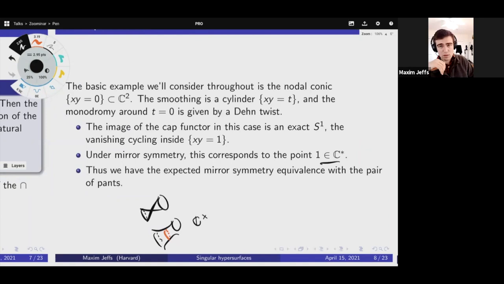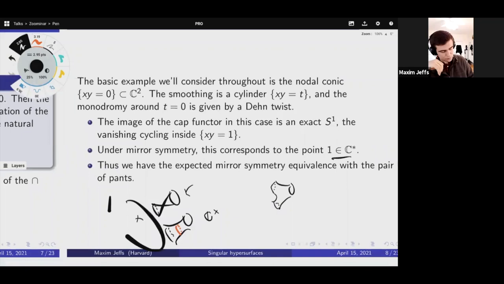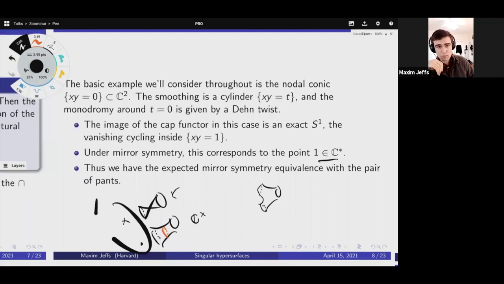And so this gives us a mirror equivalence between the Fukaya category of the singular fiber corresponding to the coherent sheaves on the pair of pants, which is precisely what we wanted in our motivation section. Okay, so what I did here is I took this smoothing family, I looked at the Fukaya category of the nearby fiber, I looked at the vanishing cycles, namely the image of the cap functor, I quotiented by that to get the Fukaya category of the singular fiber, and then on the mirror side that corresponded to removing the point 1 in C star to get the pair of pants. Okay, and this is an example of something more general we'll see later on.